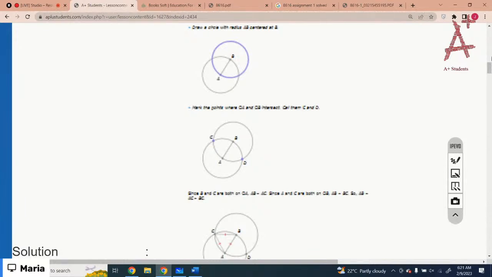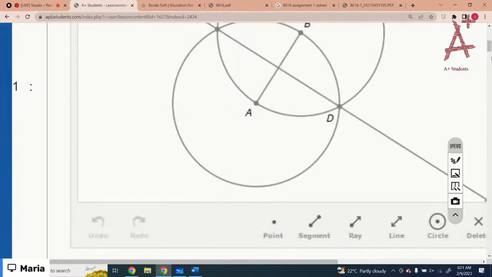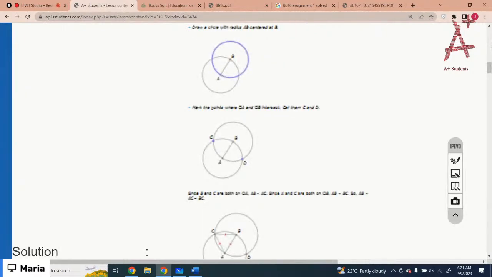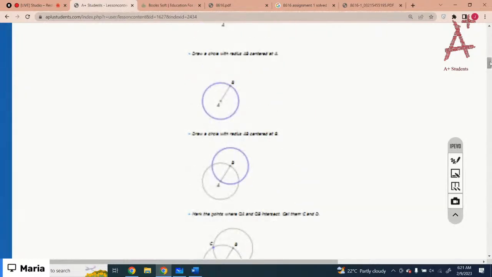Draw a circle with radius AB centered at A. What is this? Okay, now draw a circle with radius AB centered at B. Now just select the B point as a center and draw another circle. Mark the points where CA and CB intersect.